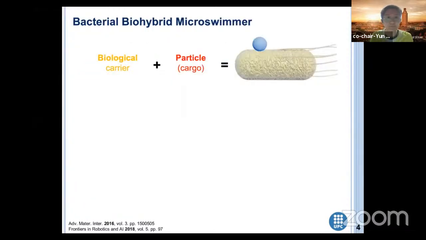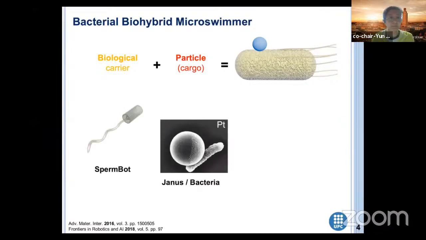In this sense, bacterial biohybrid microswimmers take advantage of bacteria's capability to swim in order to develop microtransportation systems composed of a carrier, in this case the bacteria, and an inorganic particle, a cargo, that is considered like a container for further functionalities. Examples of biohybrids are shown here, like the sperm bots and the bacteria bots.